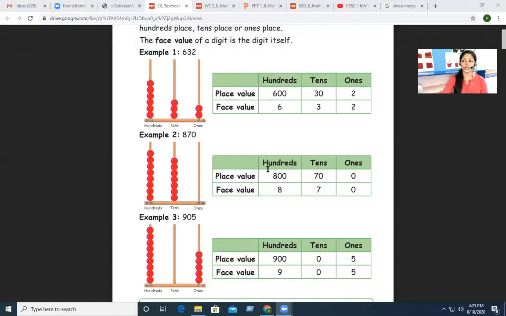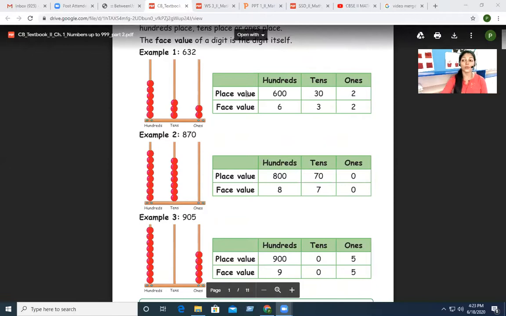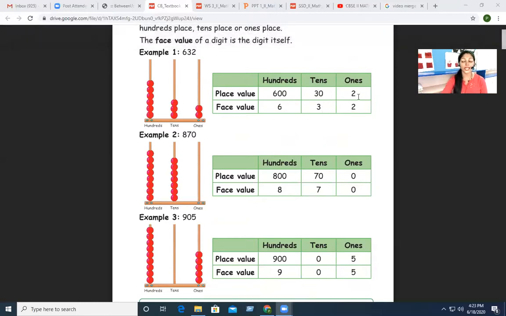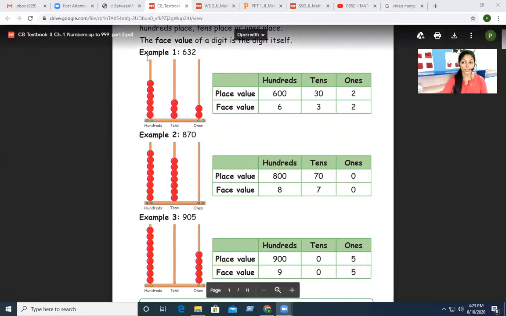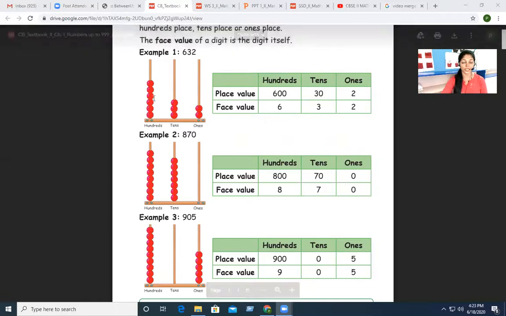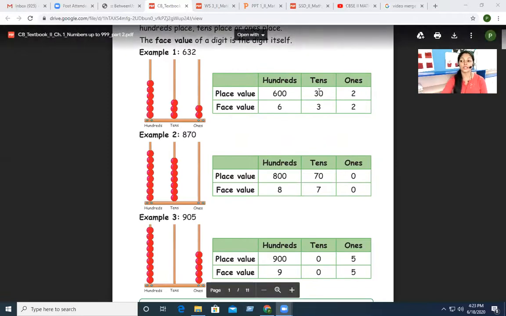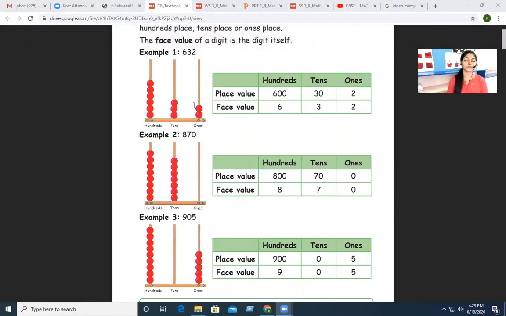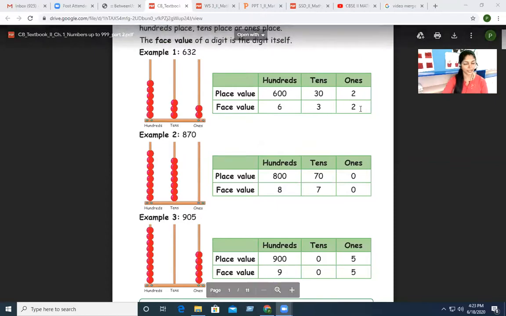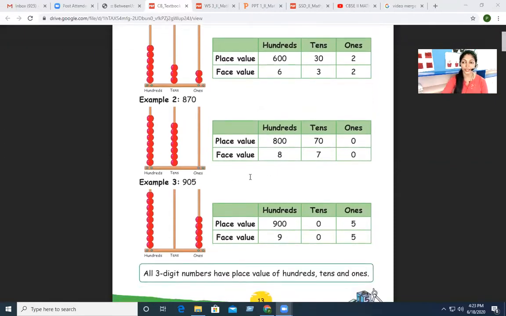Okay. So here, the number which is given in abacus, number 632. How will you write the face value? In the hundreds place, we have 6. In the tens place, we have 3. And in the ones place, we have 2. Isn't it? So 6 in hundreds place will be 600. 3 in tens place will be 30. 2 in ones place will remain 2. So 632. Okay. And the face value is just the number. We'll only write the number in the places. Is it clear?